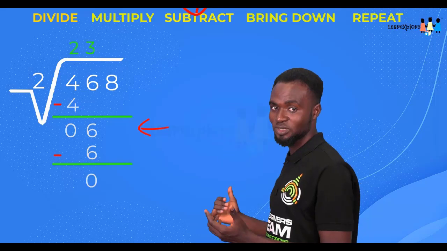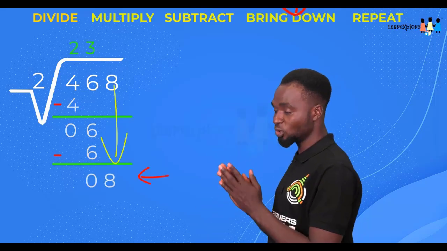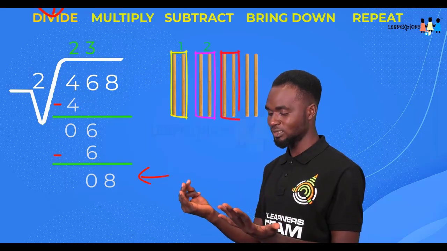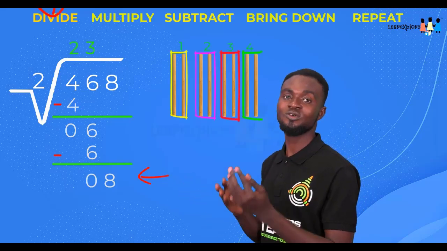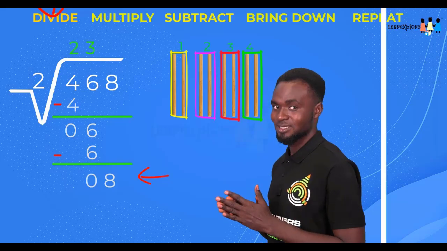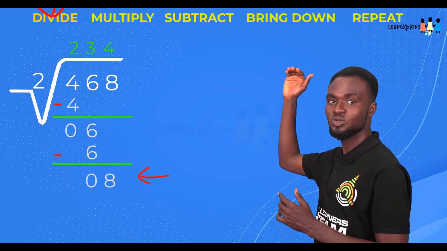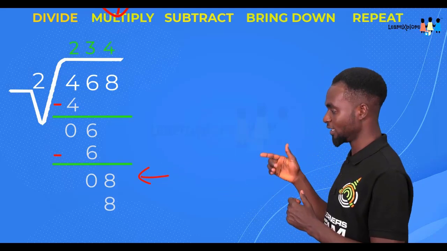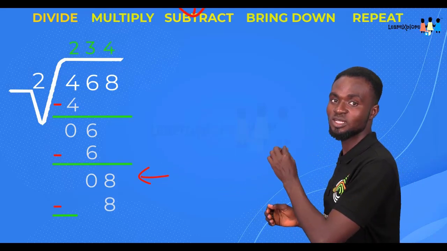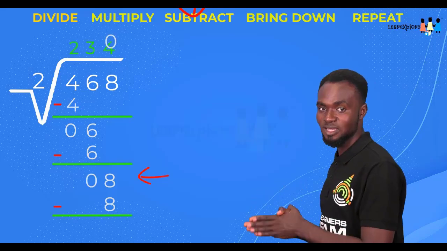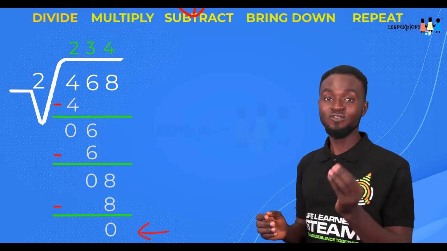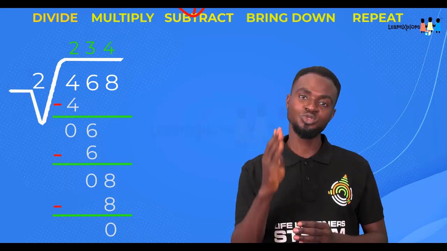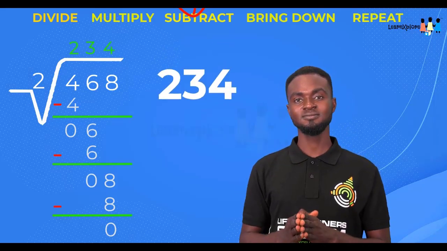After subtracting, you bring down. Let's bring down 8. So how many groups of 2s do we have in 8? We have 8 and then 2. 1, 2, 3, 4. So 4 groups of 2s in 8. So you put a 4 on top of 8. So 4 multiplied by 2 will give us 8. So you put the 8 under this 8 and you subtract. 8 minus 8 is 0. So you see that it's easy. 468 divided by 2 will give us 234.